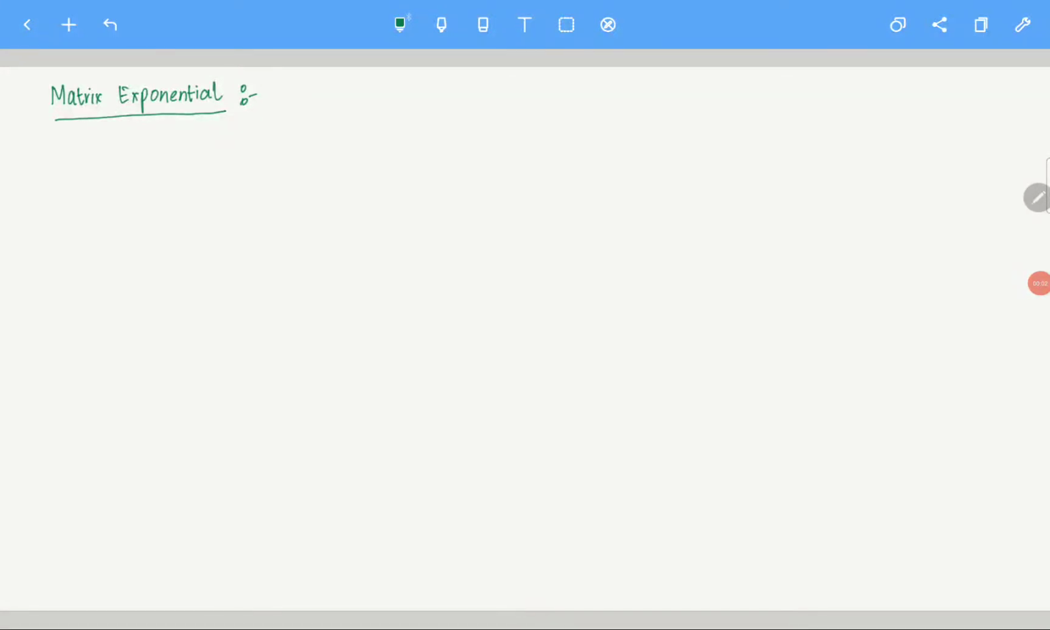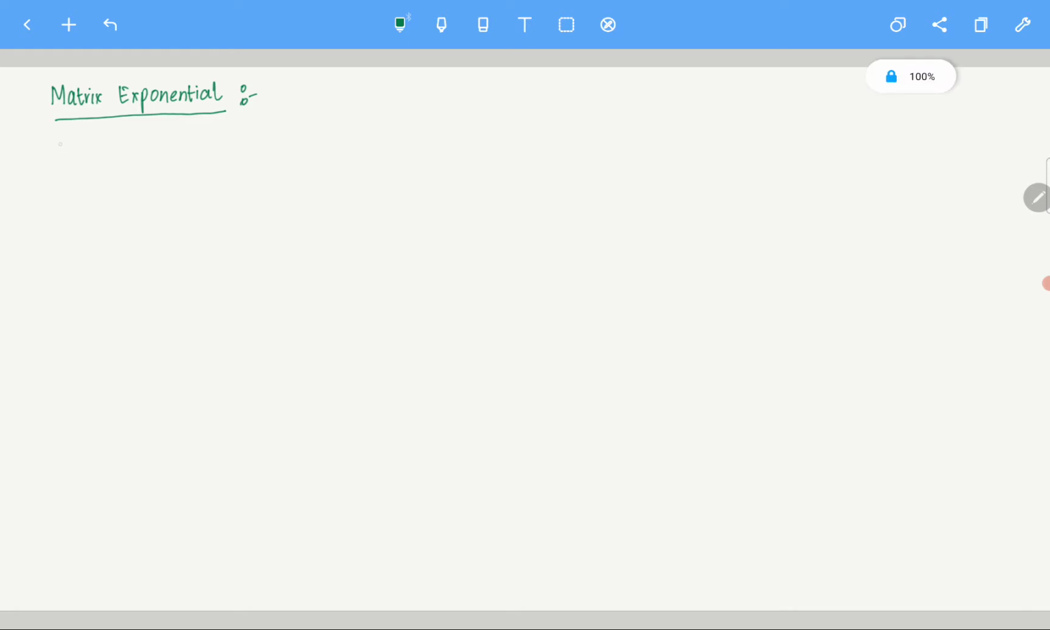Welcome students, and in today's video we are going to talk about something called a matrix exponential. Yes, the motivation to study matrix exponential has been done in the earlier video. In this video we are going to define what matrix exponentials are, and to do that we are going to start with some preliminaries.